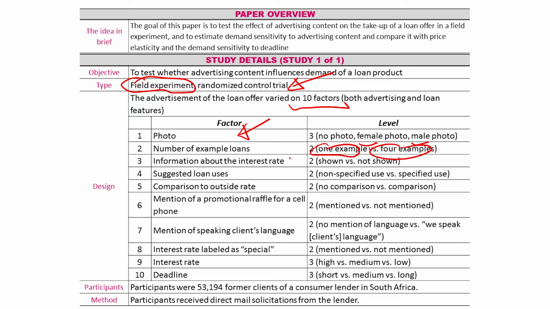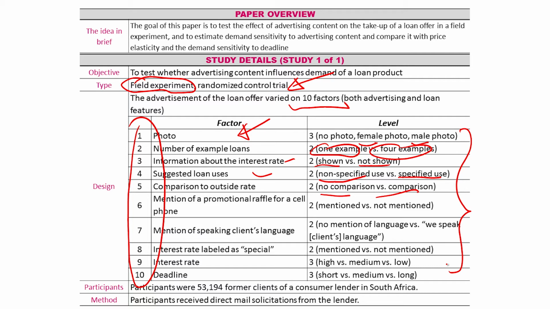Likewise, information about the interest rate was either shown or not shown. Suggested loan uses were either not specified or were specified. There was either a comparison to an outside rate or no comparison, and so on and so forth. So in total, there were 10 factors, each of which had 2 or 3 levels. So you can see very quickly that the total number of conditions was extremely large.